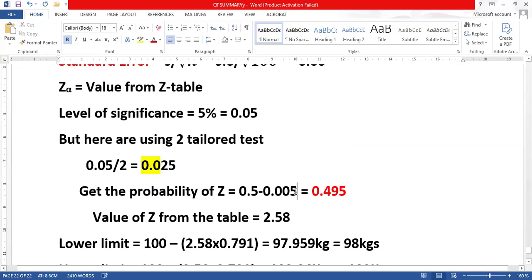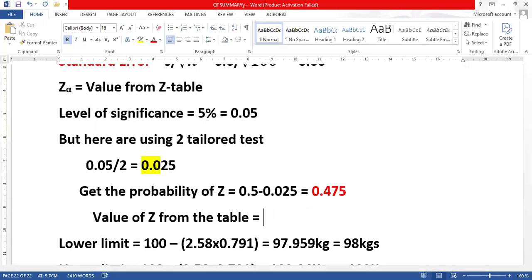Have you confirmed? So when you get 0.5 minus 0.25, what do you get? 0.475. So we go to the table.